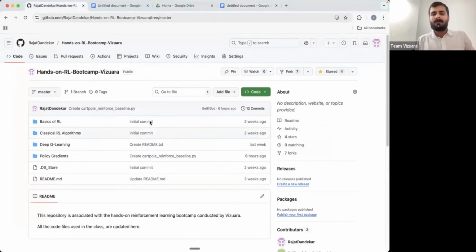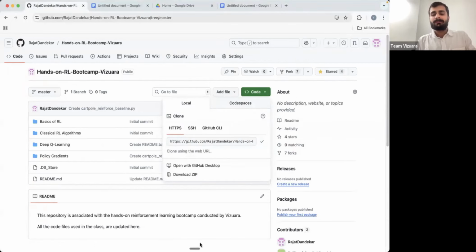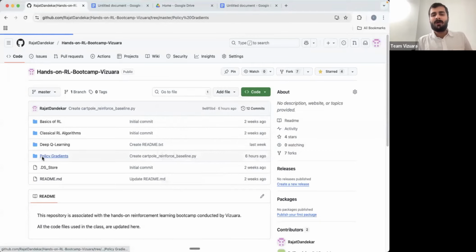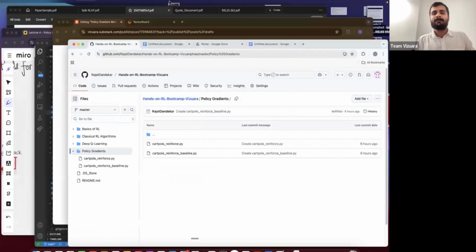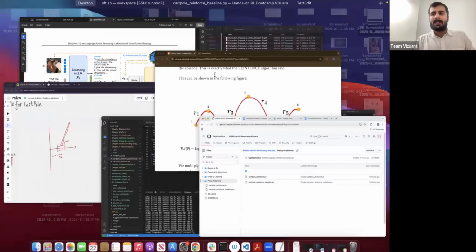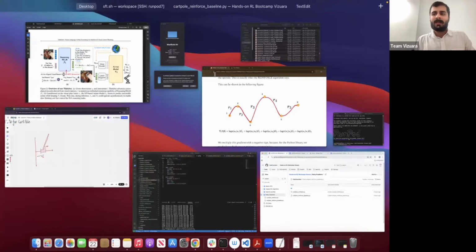So this is the repo that we have been referring to. I want you to again go to this repo and use or clone this specific folder. We are going to run both these files separately. First, we are only going to run the reinforce method, and second, we are going to run reinforce with baseline. So let's look at how to run both these codes.